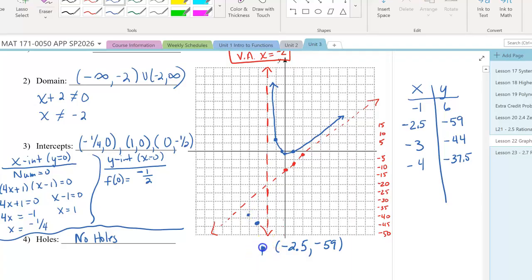So it looks like this one's going to come up this way and follow along that line and come down here because this vertical asymptote would continue going down in this direction. And that's the graph of the function.